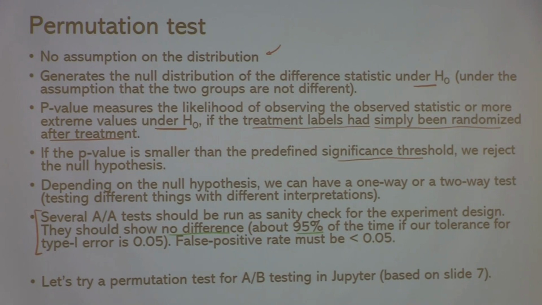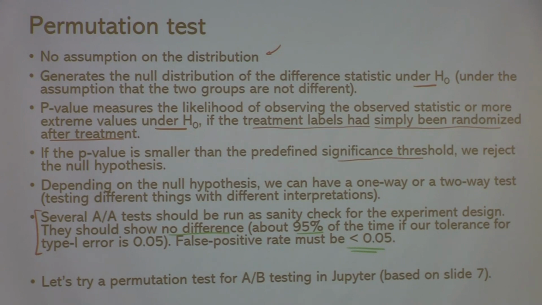Under that experiment setup, the positives, which means rejections, which means discoveries, should be less than 5%, because all of them are false positives. Because it is an AA test and there is no difference between the two groups. If our rejection rate, which is the same as the false positive rate here, is more than 5%, it means that there is something wrong. There is some difference between those two groups that we didn't include in our experiment setup.